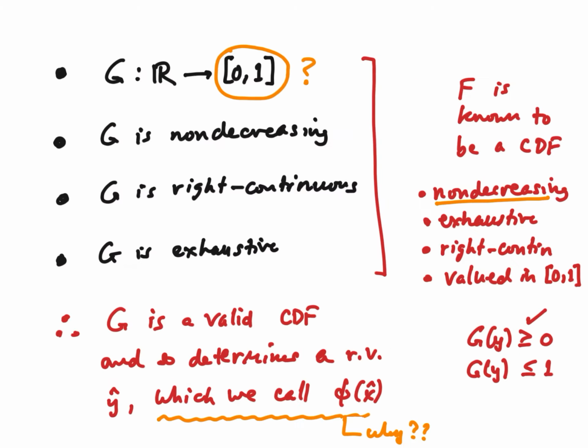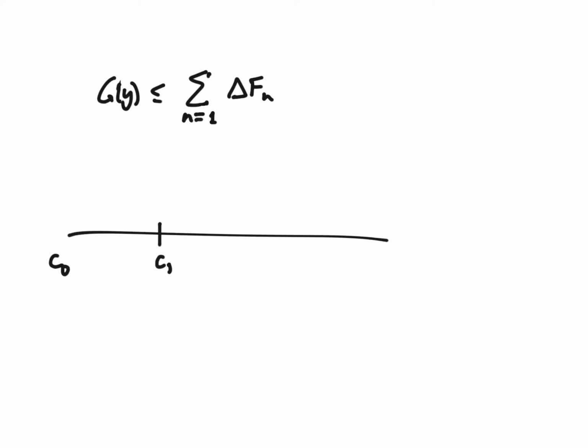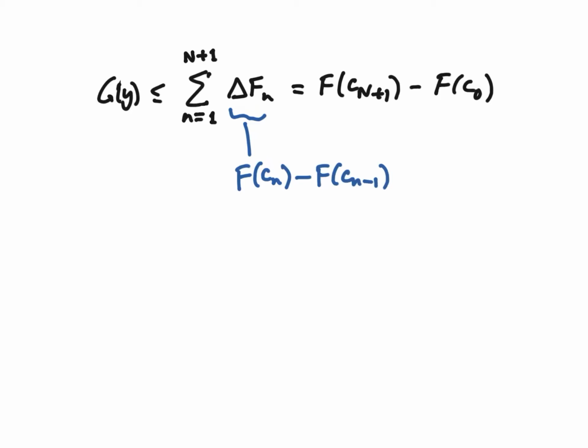But then what we'd be having is the following. So right here, g of y is at most the sum of the changes in f over all values of n. It really starts at 1, because we're jumping from c0 to c1, that's the first, n equals 1. So from n equals 1 to big N plus 1. But what is that? That's just going to be f of c big N plus 1 minus f of c0. It's a telescoping sum. By these changes, I mean f of cn minus f of cn minus 1. So see that telescopes. Now, what does this actually mean? It just means f of plus infinity, which is cn plus 1, minus f of negative infinity, which is c0. And by exhaustiveness, f of plus infinity is 1, f of negative infinity is 0. So you see that the most g of y could ever be is 1.